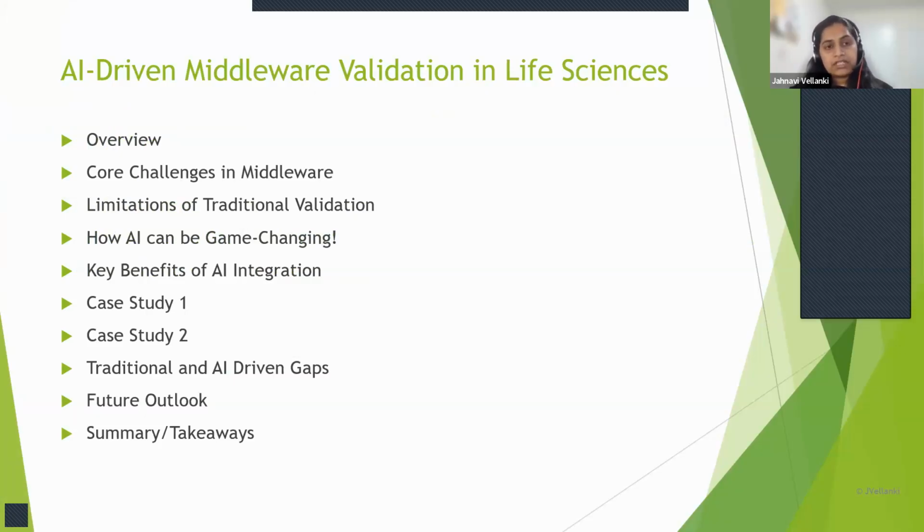Then I have two case studies that I would like to use as an example to present my case with AI and middleware validation. Then we'll talk some gaps between traditional and AI-driven validation process. We'll look at some future prospects for AI validation within the middleware life sciences. And then we'll summarize and have some key takeaways from the presentation.